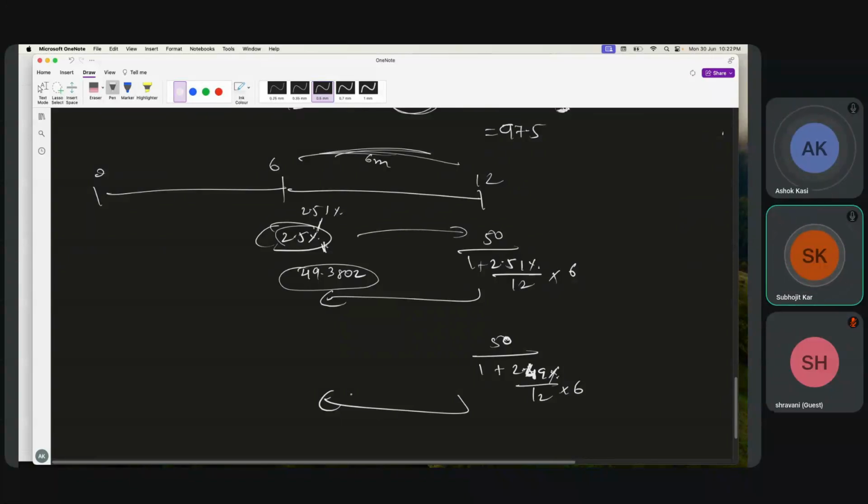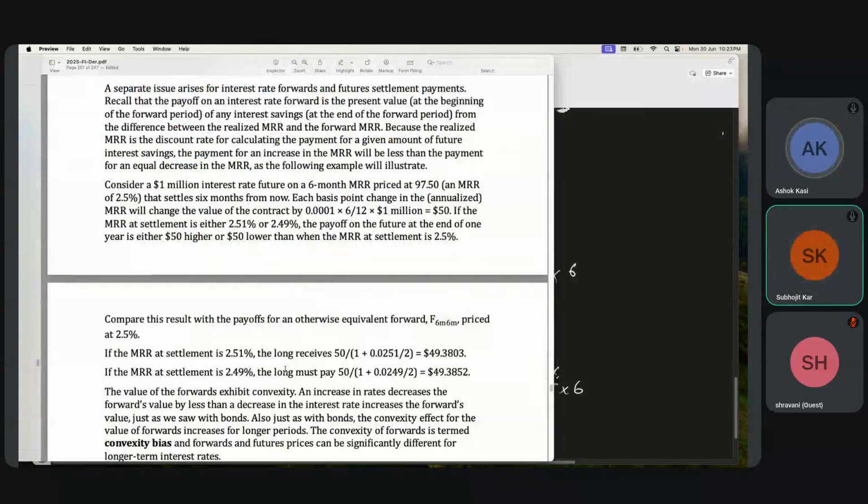49.3851. So if you notice this number, when the interest rate is coming down, from 50, how much has it come? When we are discounting, you see 0.1 percentage going up and down, there is a difference in this number.